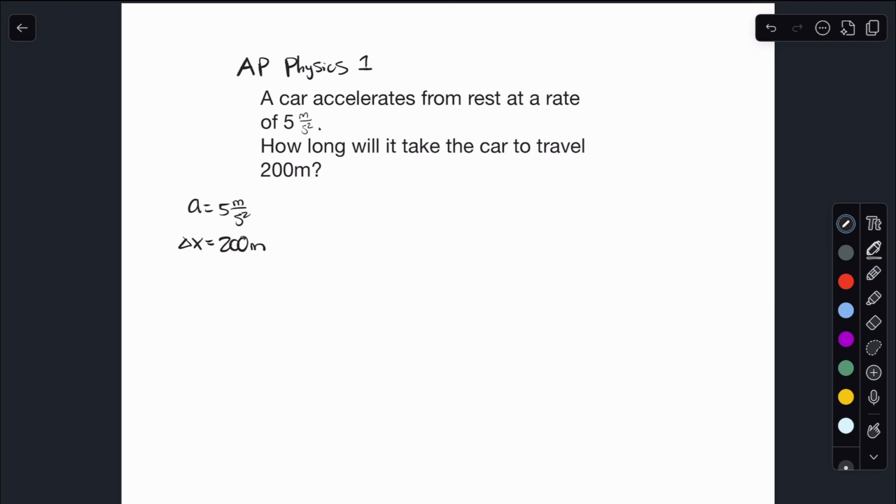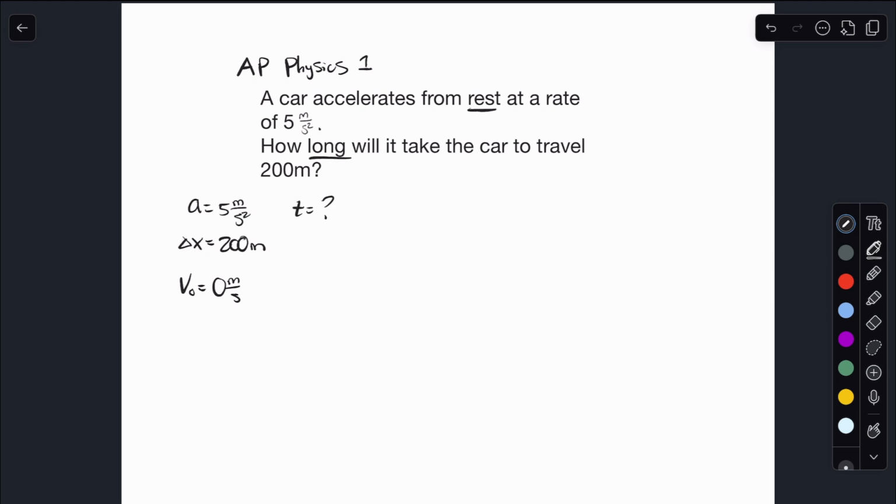The other variables we can find: a car accelerates from rest, so that means our initial velocity is going to be 0. And the final variable we're looking for is how long will it take the car, so we don't really know what t is going to be.